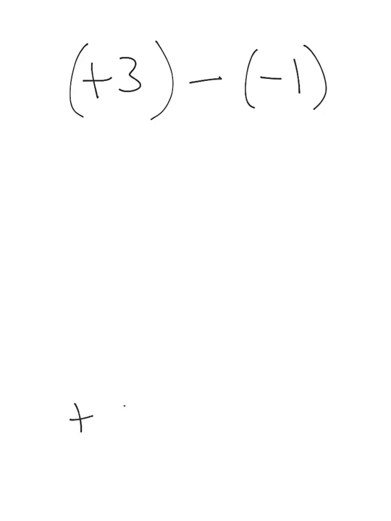Okay, now that you've looked at adding integers without counters, I'm going to show you the trick to doing subtraction with integers without using counters. Although, as before, I'll probably justify it to you with the counters as well. So the first one I want to do is positive 3 minus negative 1.